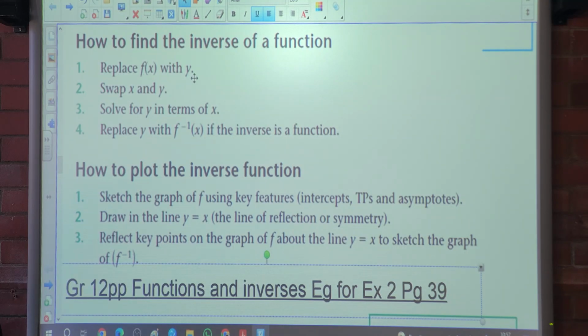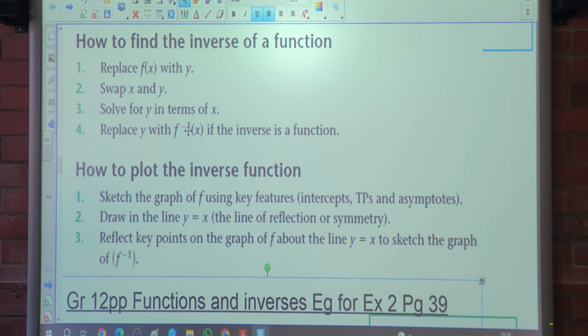We replace f of x with y, swap x and y, solve for y in terms of x, replace y with f to the minus 1 of x if the inverse is a function. If it's not a function, of course we don't replace it with that. Okay, but we'll see how it works out.